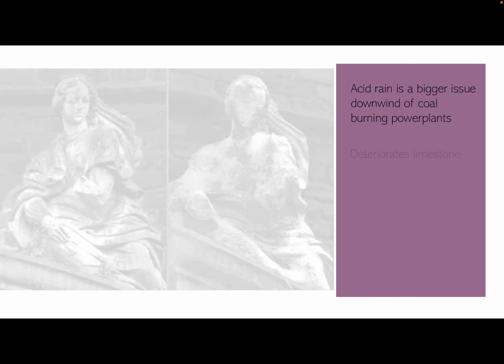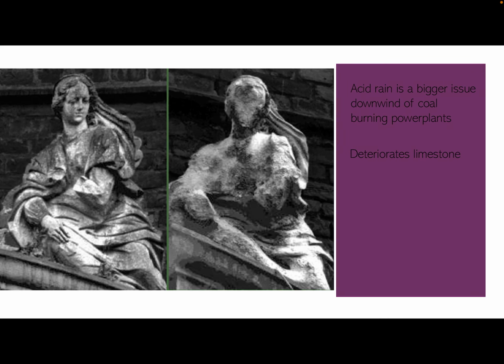So probably the most well-known one is that it deteriorates man-made structures such as limestone. So we see here that the face here is almost completely gone. This is a statue in Germany. So the acid rain has eaten away at the limestone.